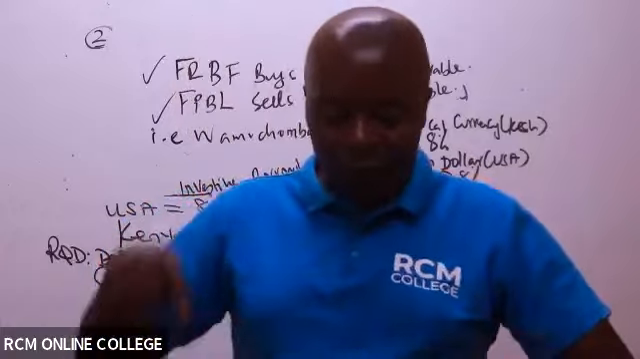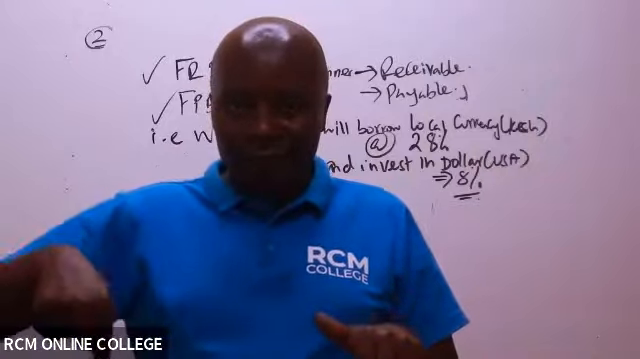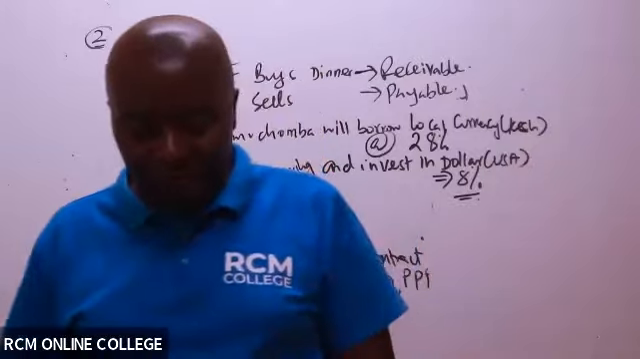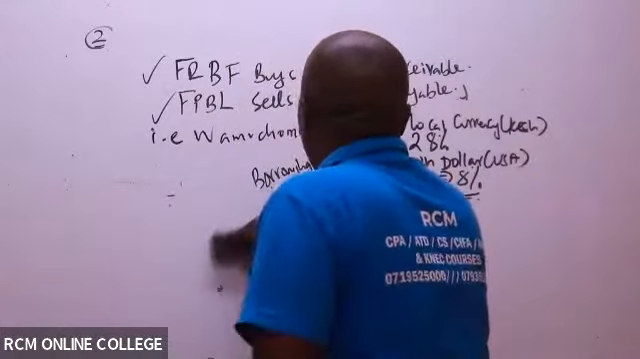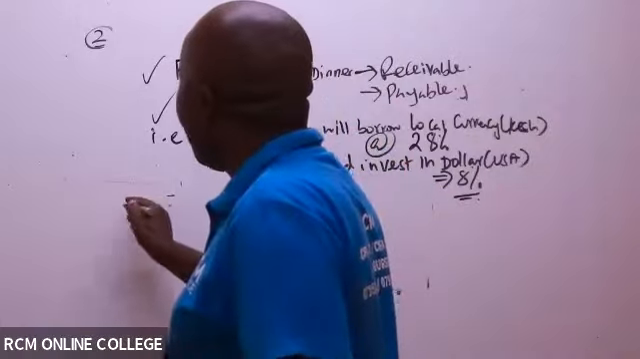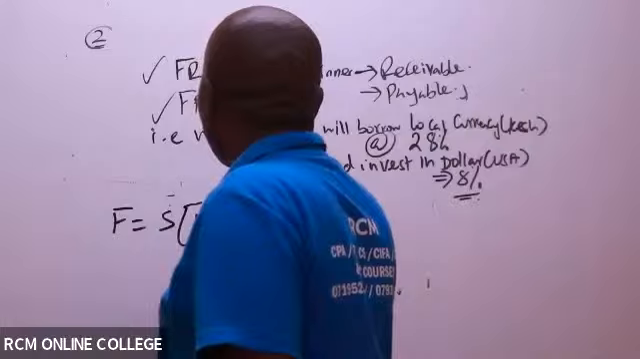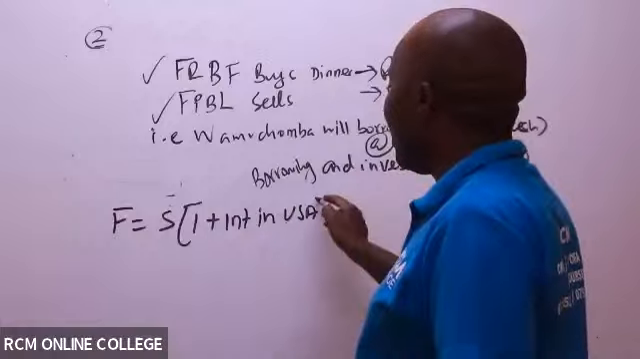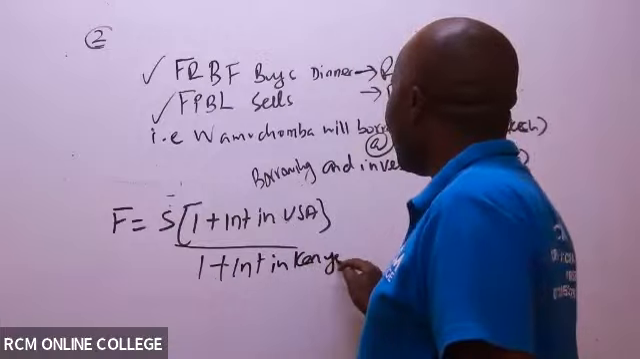So remember, if it's money market, you've got 2 legs. The first leg, Wamchomba is borrowing local. The second leg, investing in dollars. Now from there, I can write my IRP equation, interest rate parity equation. So my equation here is F equals S into 1 plus interest rate in USA, remember how the spot was written, all over 1 plus interest rate in Kenya.